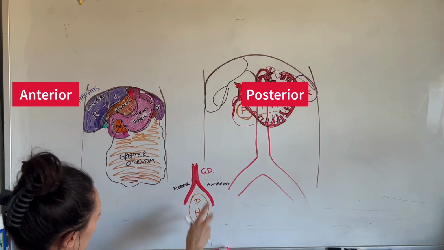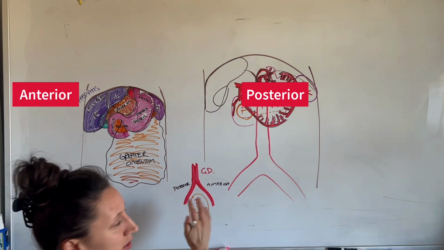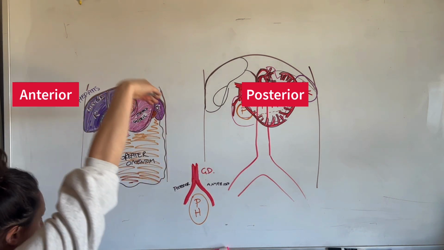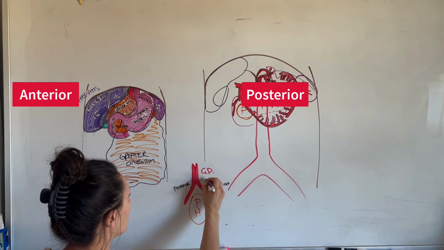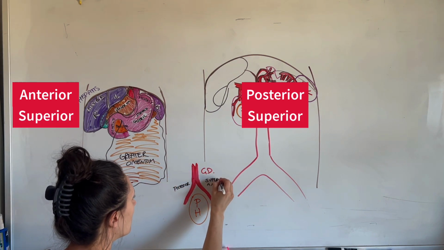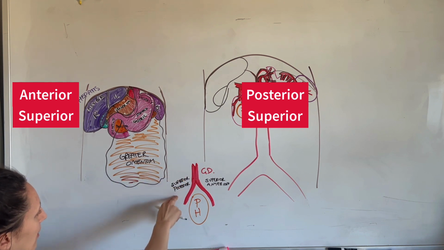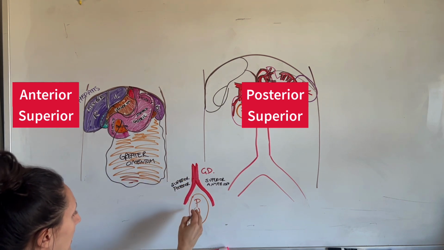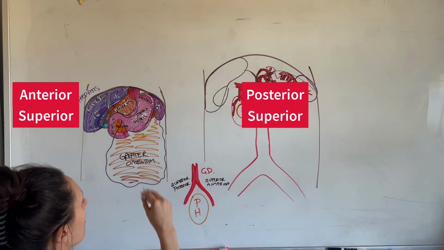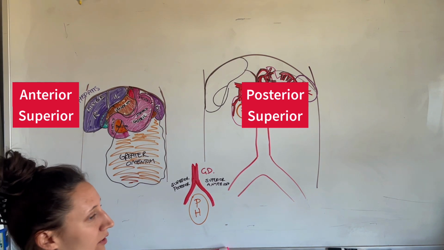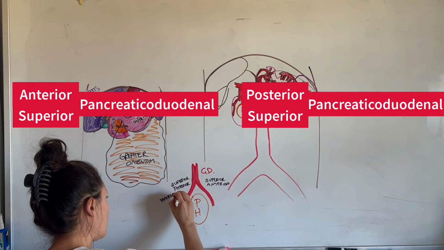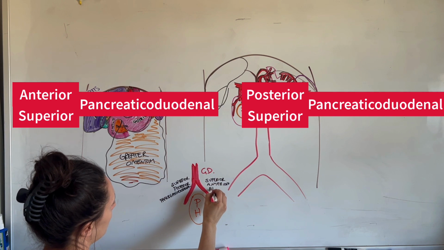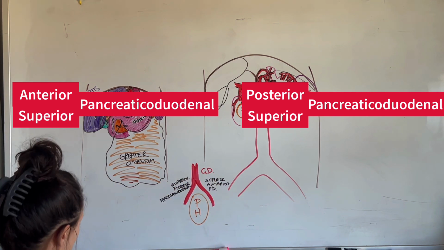And remember, we are very close to the pancreas and we are very close to the duodenum, and these branches are coming from above. So they are both what I would call superior. Superior, posterior, what? Pancreaticoduodenal artery. I'm going to put PD for short on the other side.